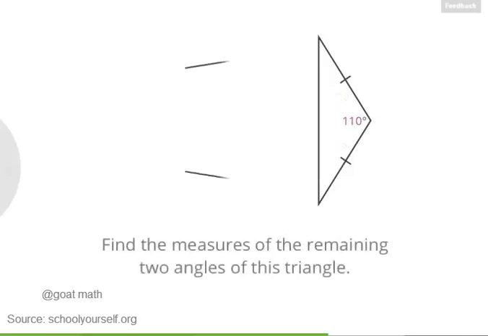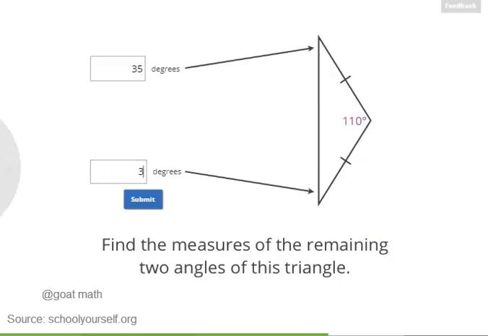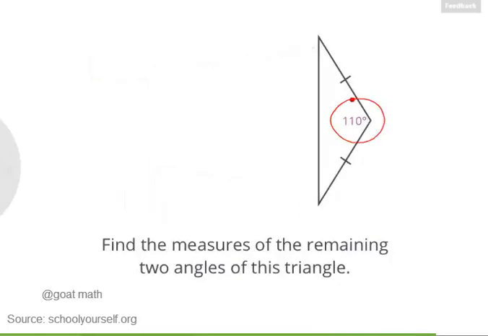Let's try another example. Here's another triangle, and let's say these 2 sides have the same length. If this angle over here is 110 degrees, then find the measures of the remaining two angles in this triangle. Excellent. Because this angle measures 110 degrees, that means you have 70 degrees left to divide among these two equal angles, so each one is 35 degrees.